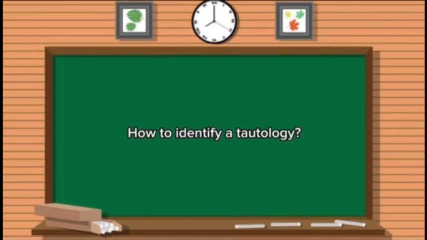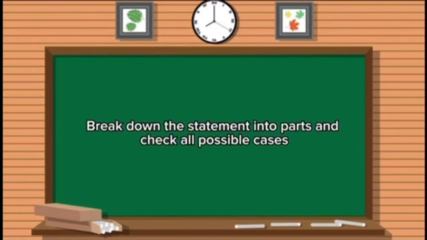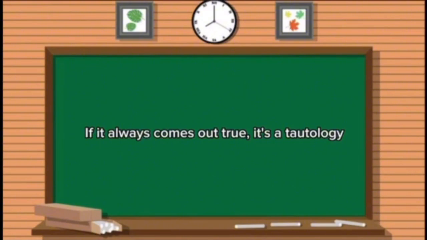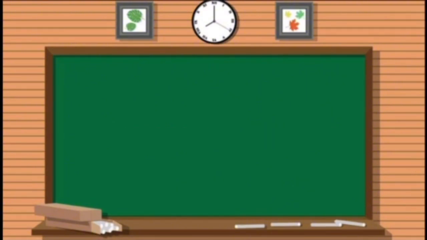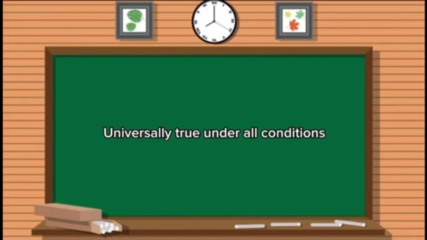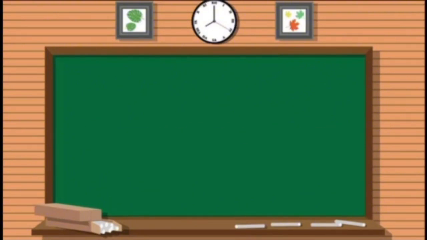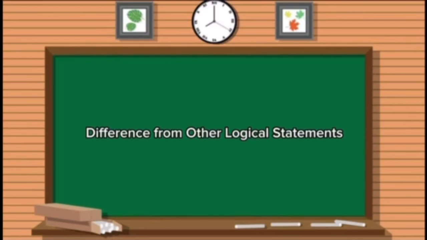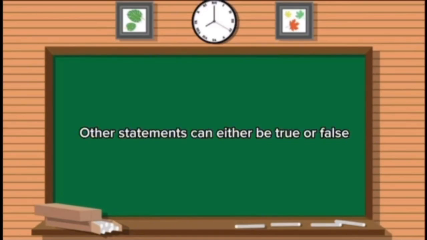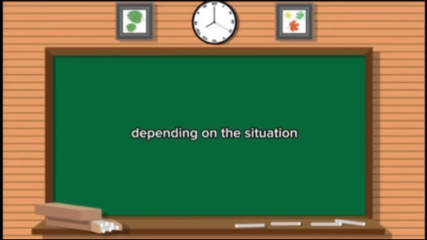How to identify a tautology. Break down the statement into parts and check all possible cases. If it always comes out true, it's a tautology. Properties of tautologies. Universally true under all conditions. Independent of real-world circumstances. Often form a foundation of logical proofs. Difference from other logical statements. Other statements can either be true or false depending on the situation. Tautologies, however, are unconditionally true.